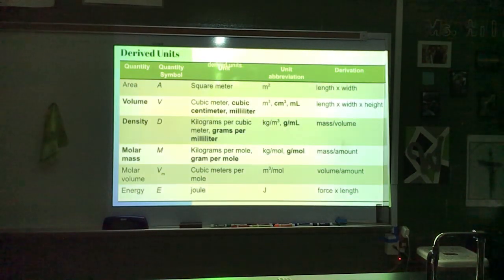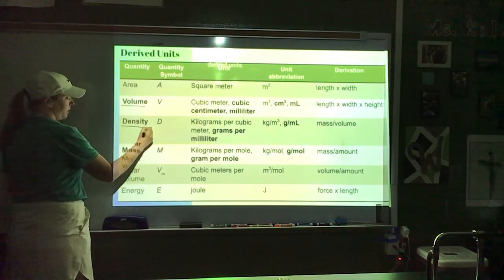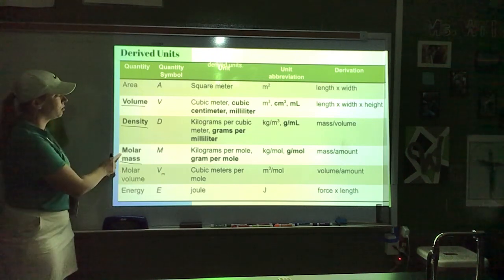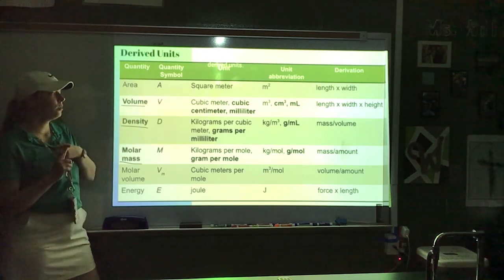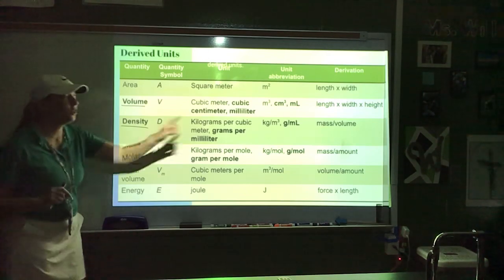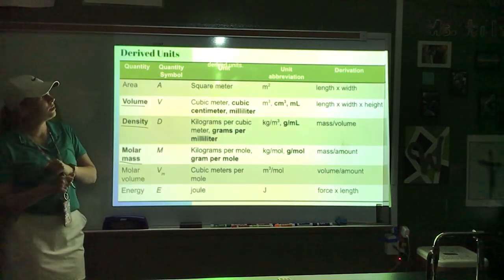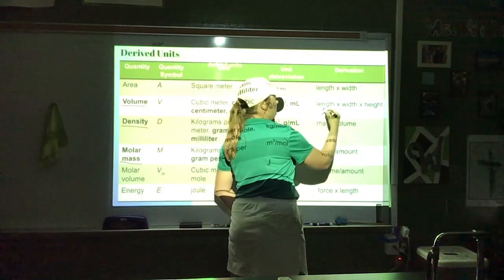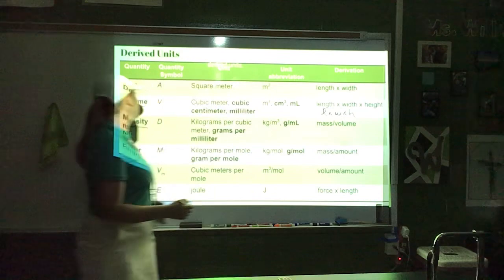Okay, so these are some derived units that you will need to know. The main ones are these bolded ones right here. So for example, volume, density, and then molar mass. You will solve for molar mass several times this year, so this is something to get used to. Volume, represented by a capital V, is shown in cubic meters, cubic centimeters, or milliliters. Generally, we're going to see it in cubic centimeters and milliliters. The derivation is length times width times height. Oftentimes, you'll see it represented in letters, so length times width times height is going to give you the volume.